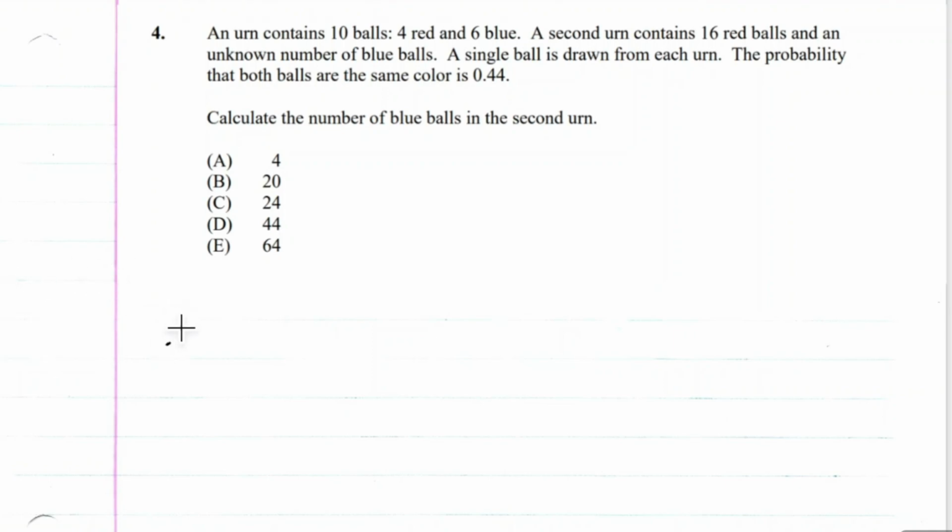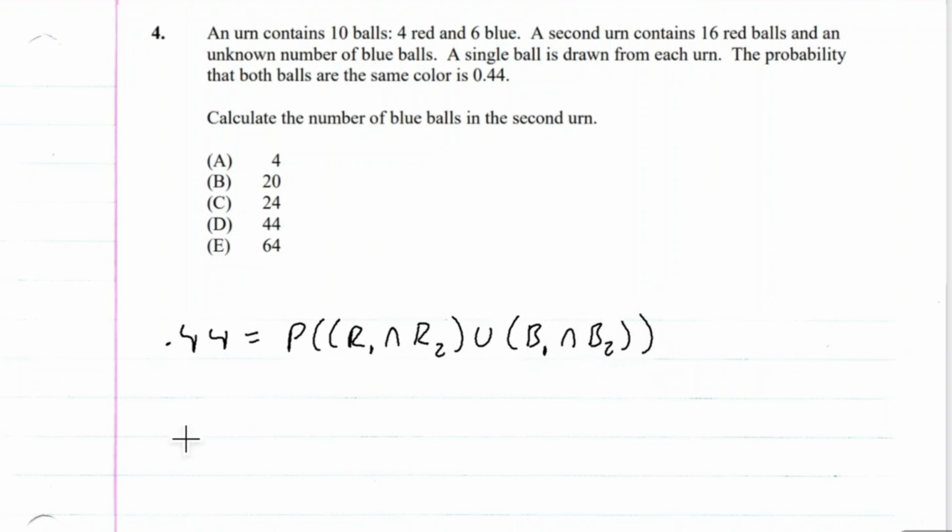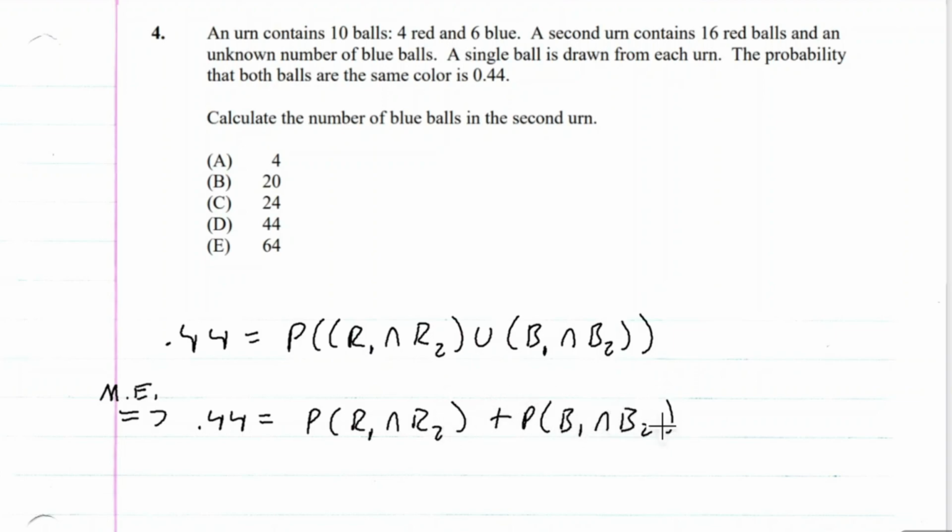Okay, so I know that 0.44 is equal to the probability of getting a red ball in the first urn and getting a red ball in the second urn, or getting a blue ball in the first urn and getting a blue ball in the second urn. Since I know that getting a red ball in the first urn and a red ball in the second urn is mutually exclusive to the event of getting a blue ball in the first urn and a blue ball in the second urn, I can rewrite this as, so mutually exclusive, 0.44 is equal to the probability of R1 intersection R2 plus the probability of blue 1 intersection blue 2, right?